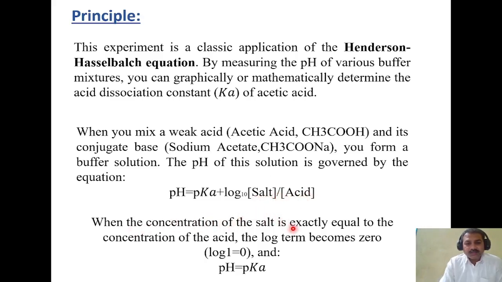When the concentration of the salt is exactly equal to the concentration of acid, the log term becomes 0. So log 1 becomes 0 and hence the equation becomes pH equals pK. In this way we can calculate pK, and from pK we can calculate Ka of the acid. So let us see this practical demo in the laboratory of our college.